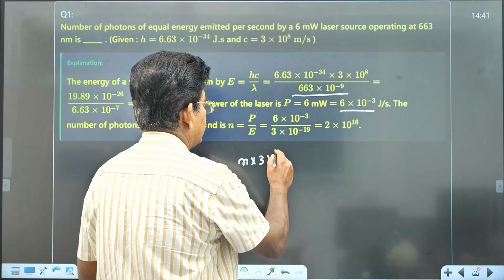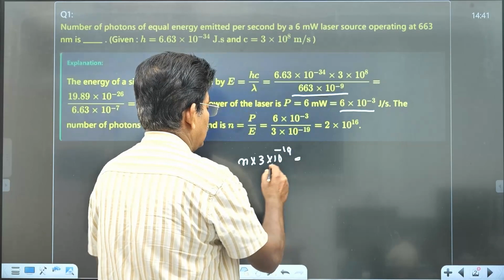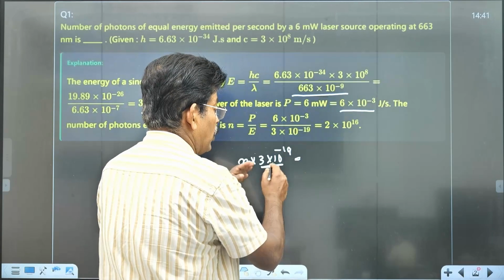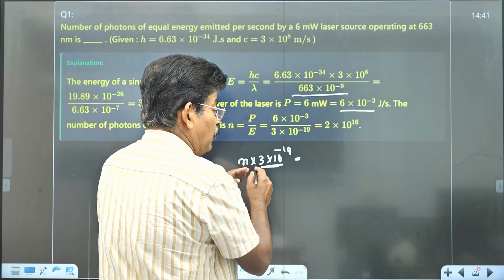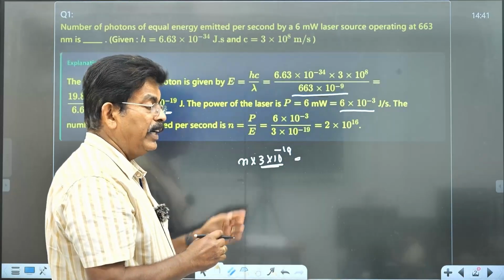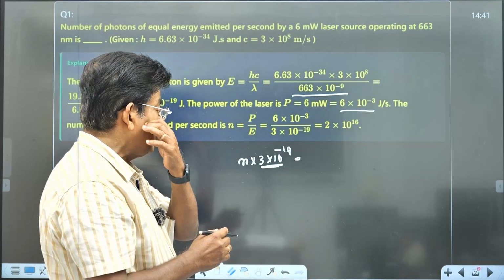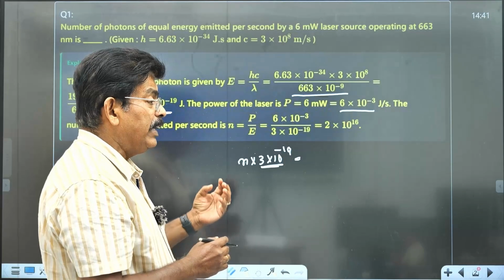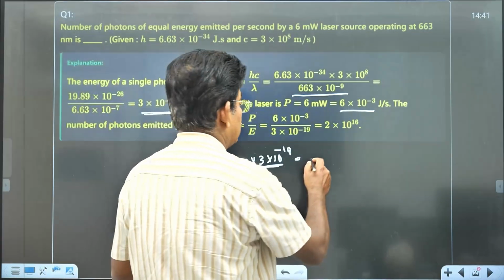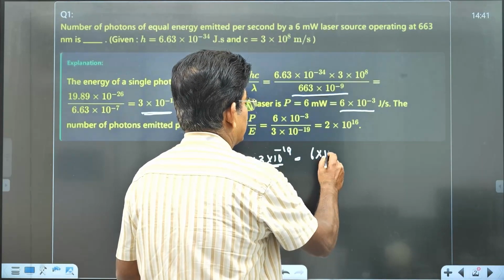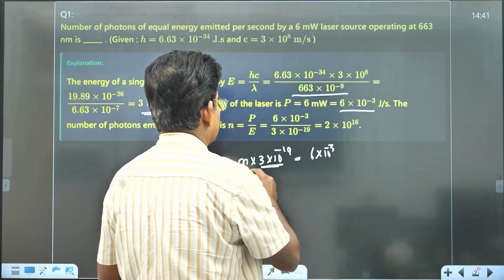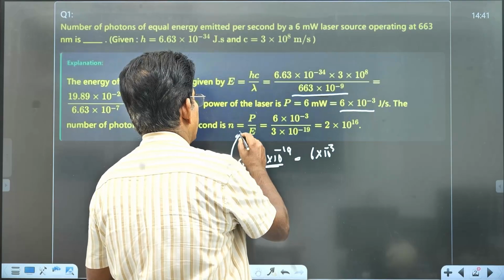3 into 10 to the power of minus 19. So this is for one photon. This is n photons per second. So n into 3 into 10 to the power of minus 19 will give you energy per second. But energy per second is given to be 6 into 10 to the power of minus 3. From here, we can come to the end.